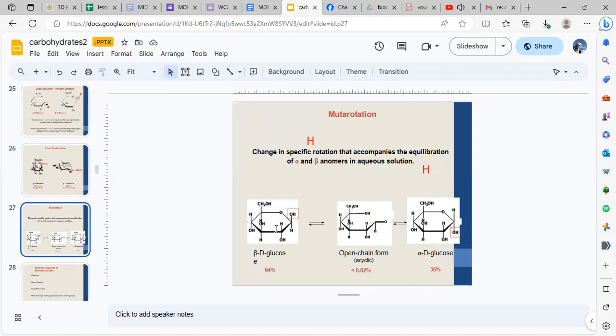So 64% will have this anomer, but it can have an open chain form, only 0.02%, and then by attachment, you'll have another form, alpha D glucose. So that's about 36% of the one found in solution. Okay, sorry if I said conformation. So we're talking about the anomers. Okay, so the position of the anomers, you have beta here, and then you have alpha there. So in solution, 64% is beta D glucose form. And you have 36% in the alpha D glucose form.